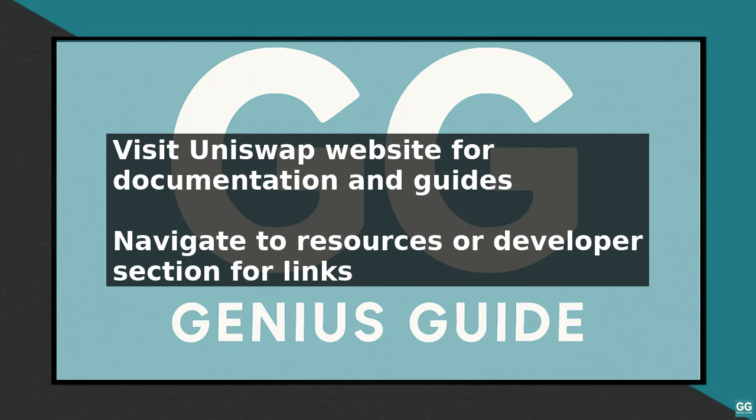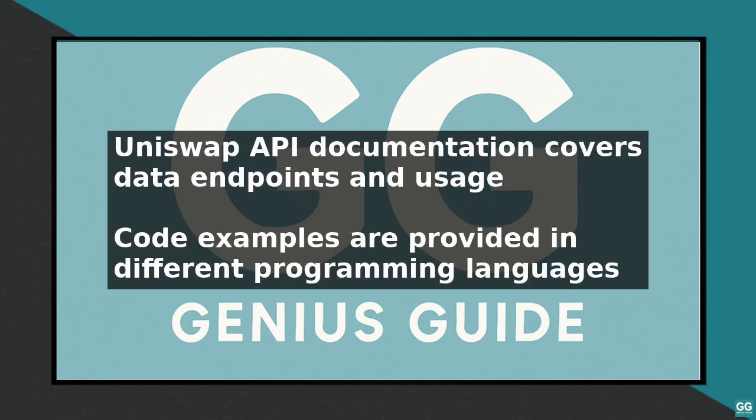The Uniswap API documentation covers a wide range of topics including data endpoints, API keys, and usage guidelines. It also provides code examples in different programming languages to help you get started with integrating Uniswap analytics into your application. In addition to the official Uniswap documentation, you can also find helpful resources on the Uniswap GitHub page.